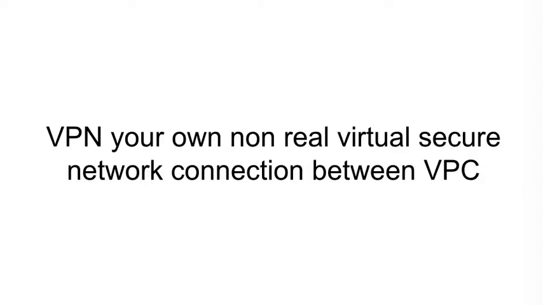VPN is your own non-real secure network connection between VPCs. So if you need to connect between multiple VPCs, you use a VPN. And again, we see that it's virtual, meaning it's not really private, it's only secured. So we try to make it private, but by making it secure. Virtual reality is not real, it's a virtual reality. So again, with VPC and VPN, it's all virtual. It's not really secure, it's not really your own cloud. We make tricks to make it secure, to make it private, and to make it your own cloud.